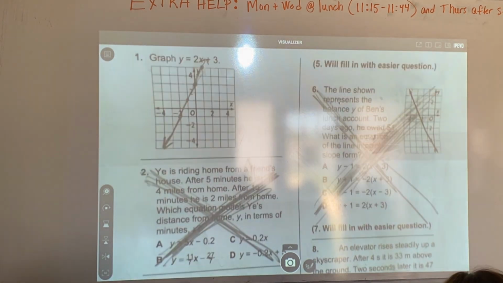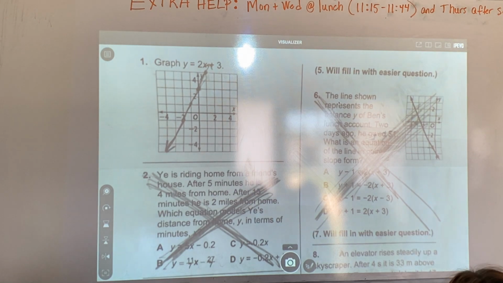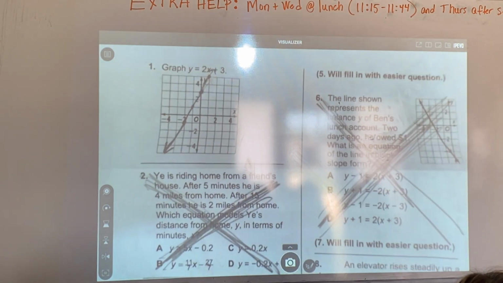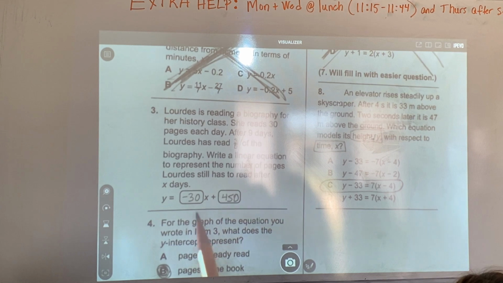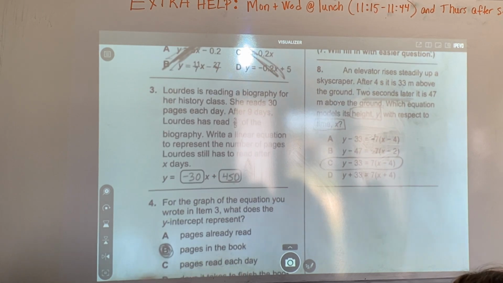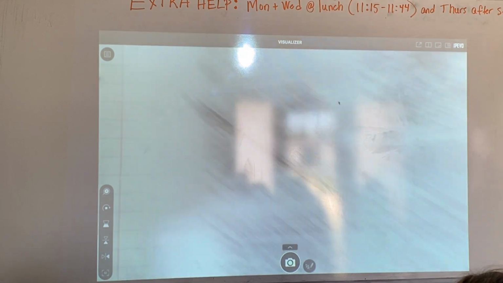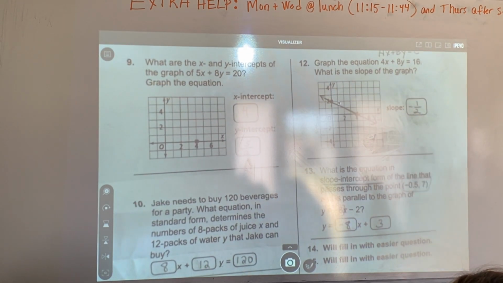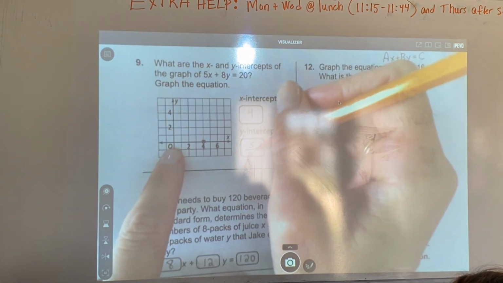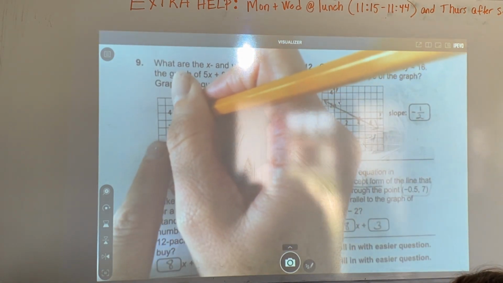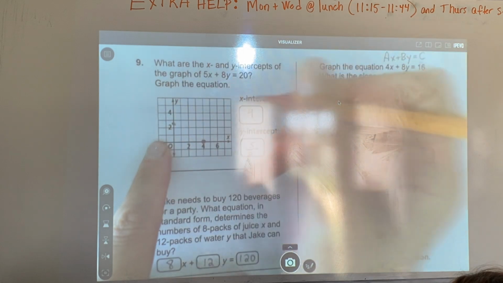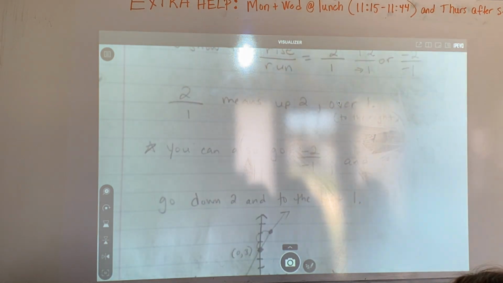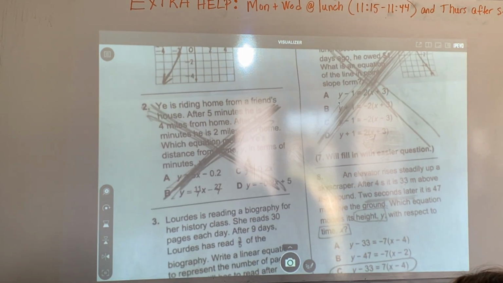Let's go ahead and just grade it. This is what your line should look like. Number 3 is negative 30 and 450. 4 is B. 6 is C. 9, yeah. 6, the constant is good. I'm sorry, I meant to say okay. 8 is C.